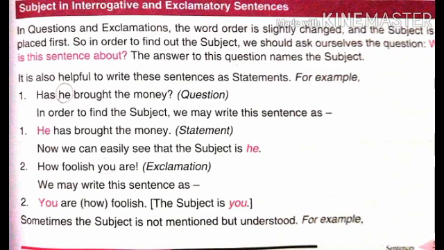Which is a verb here? Has he brought the money? Brought is the verb. Underline it. And now find out the noun which is coming before this brought. Which is the noun coming there? It is he. So he will be the subject in this interrogative statement. Understood? First underline the verb, then find out the noun coming before the verb. Over here it is he. So he will be the subject here.